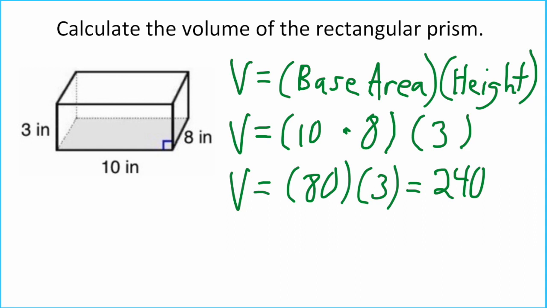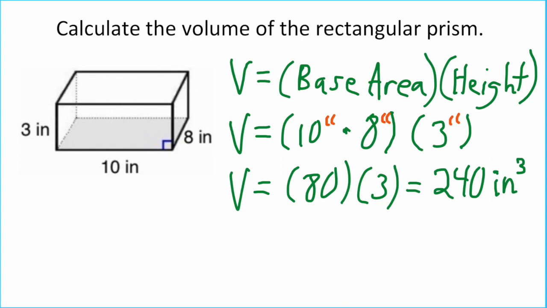Now, what kind of units are we going to use? Well, if we step back to our first line with the numbers, that's 10 inches, 8 inches, and 3 inches. So if we go inches times inches times inches, that would give you inches cubed. So our volume is 240 cubic inches.